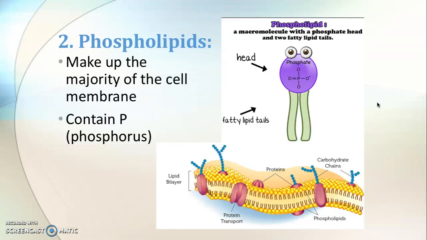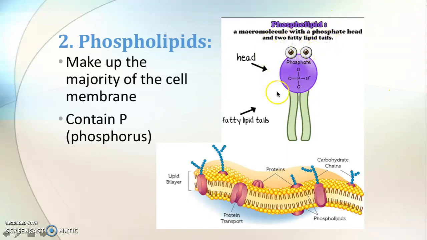So now we're moving on from the triglycerides and the fats to the phospholipids. So phospholipids are prevalent within our bodies. They make up all of our cell membranes. So every single cell in your body is defined by an exterior membrane that's made primarily of phospholipids.